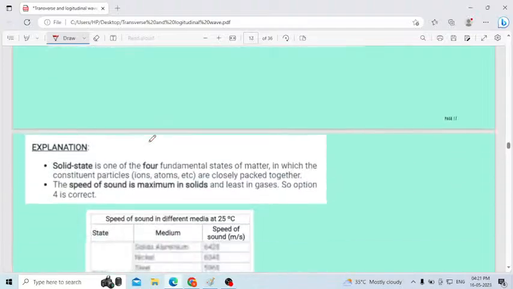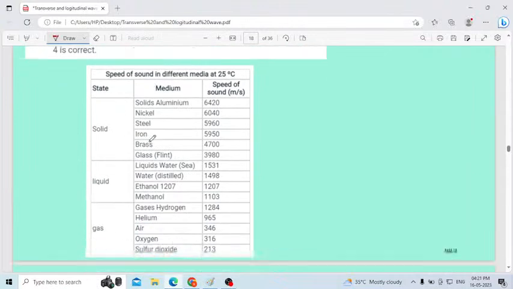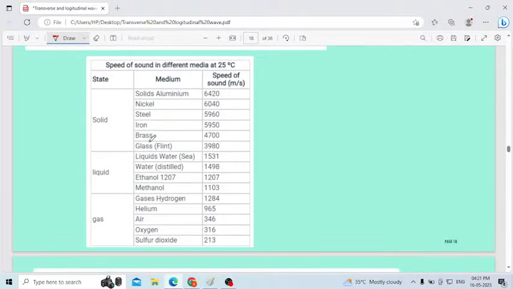Next question, easy one, I will go fast. Here I included the list of speed of sound in different media at 25 degree centigrade. Refer to that one, maybe in the exam some example they will ask, like a multiple choice question. Anyone they may ask.